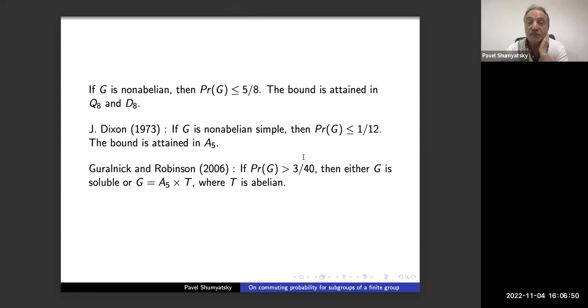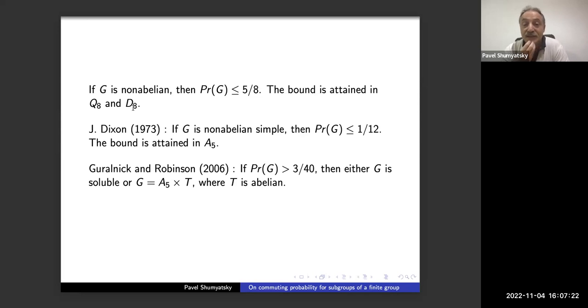Just to give a few examples, maybe the most famous result in this area is the so-called 5/8 theorem, which says that if G is a non-abelian group, then necessarily the commuting probability is at most 5/8. If the commuting probability is more than 5/8, then actually it must be 1. And the bound 5/8 really happens when we consider non-abelian groups of order 8, either quaternion or dihedral.